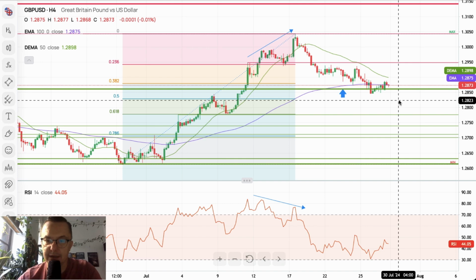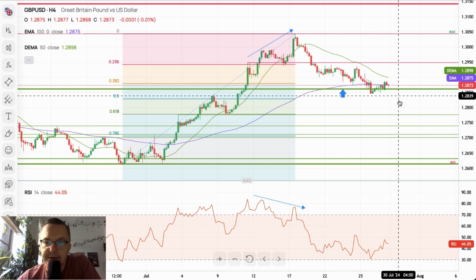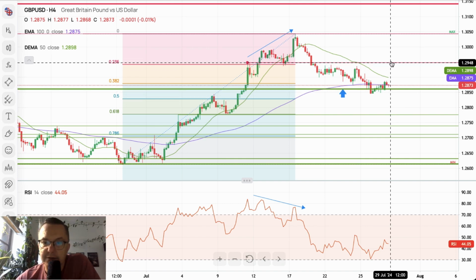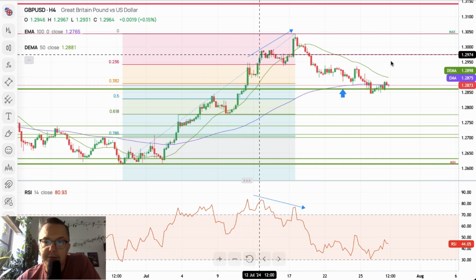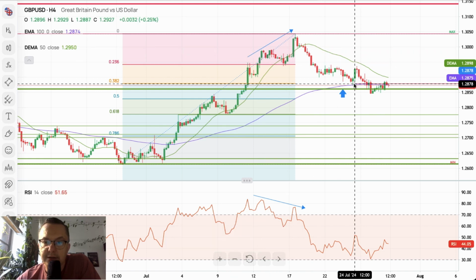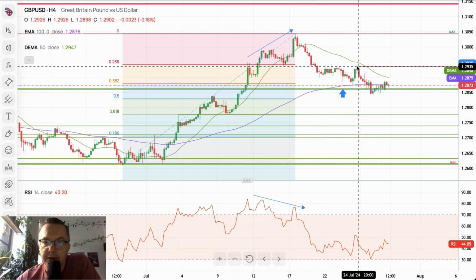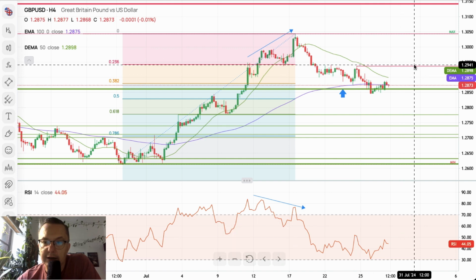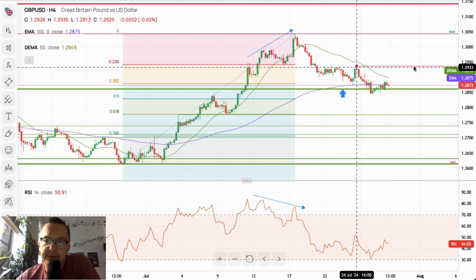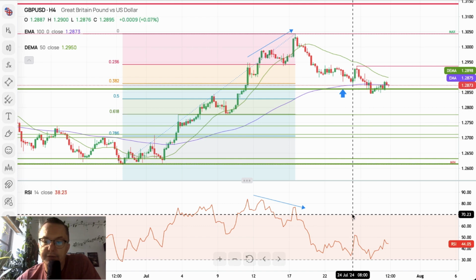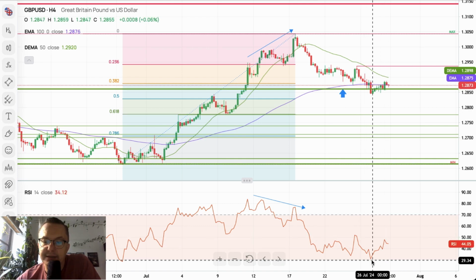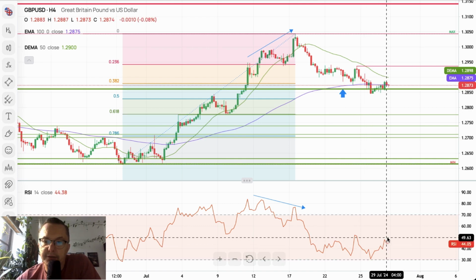1.2979. So please be careful when you are looking at this chart, because we might see some sort of movement to the downside towards the 50 periods moving average. There you go. Next local high and technical resistance 1.2935, still below the 50 periods moving average. Momentum, as you can see, is still negative, still below the level of 50.